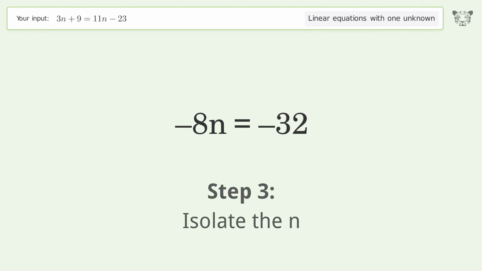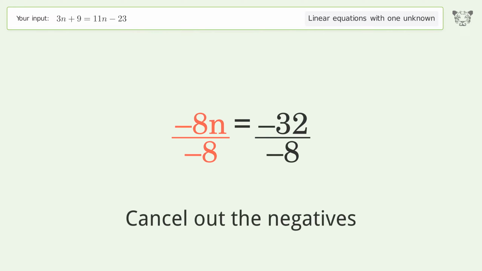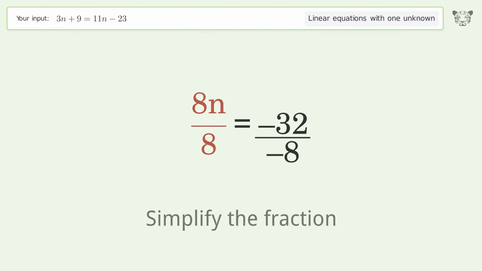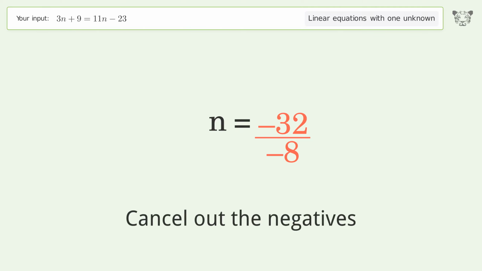Isolate the n. Divide both sides by -8. Cancel out the negatives. Simplify the fraction. Cancel out the negatives.